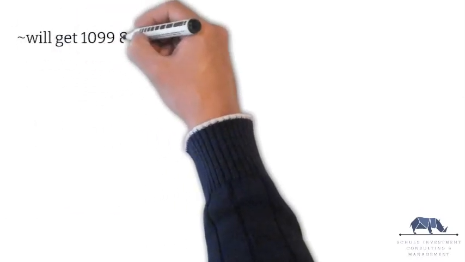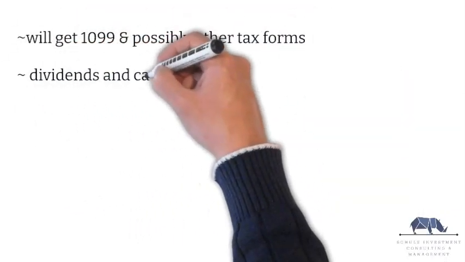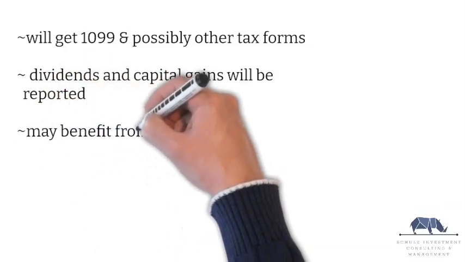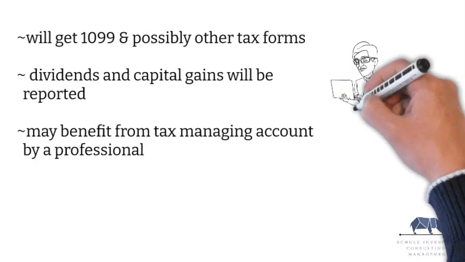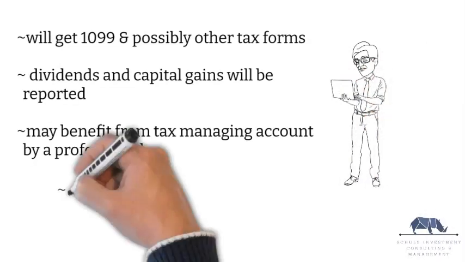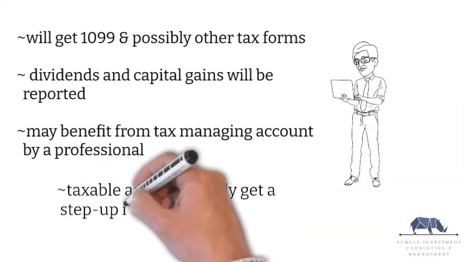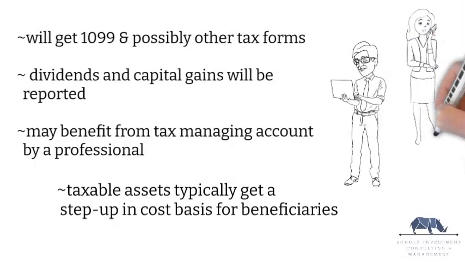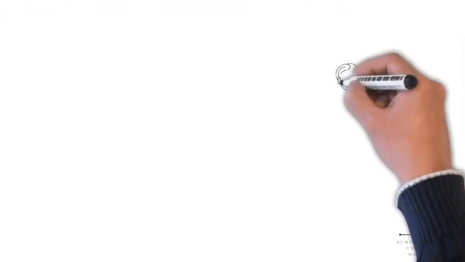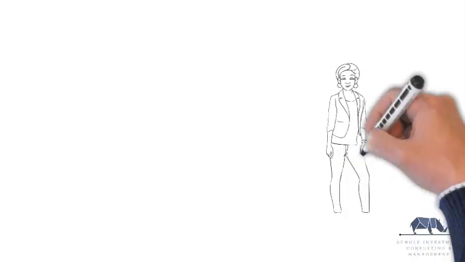Investments in taxable accounts will get a 1099 every year, and depending on the type of investments you own, possibly more tax forms. You'll report your dividends and interest each year, as well as capital gains and losses. Taxes for taxable accounts can be more complicated than regular bank accounts, so a CPA or tax software can help. Also, a licensed financial professional can help manage and mitigate taxes with certain investments or strategies to help in this area.